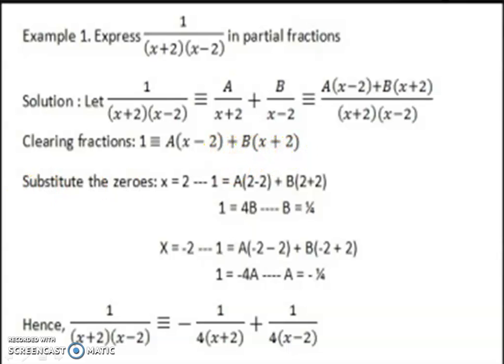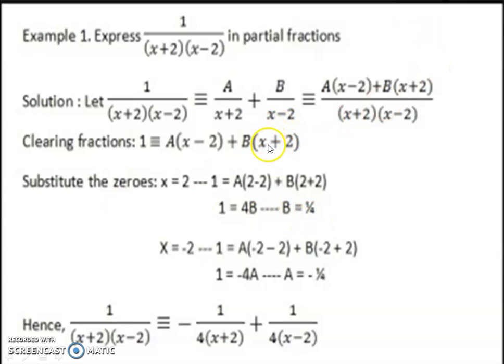Now we have to substitute 0, meaning x minus 2 equal to 0, that means we put x equal to 2 in equation number 2. So 1 remains the same, capital A remains the same, and instead of x we put 2 on the right hand side: 2 minus 2 plus capital B in bracket 2 plus 2. We know that 2 minus 2 is 0, and 0 into anything remains 0. So we remain only with capital B in bracket 4. So 1 is equal to 4B, that means B is equal to 1 upon 4.